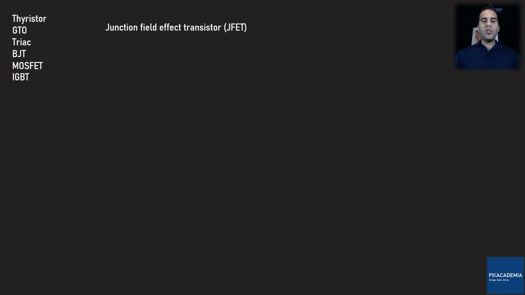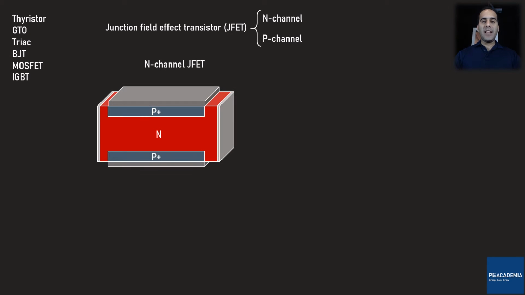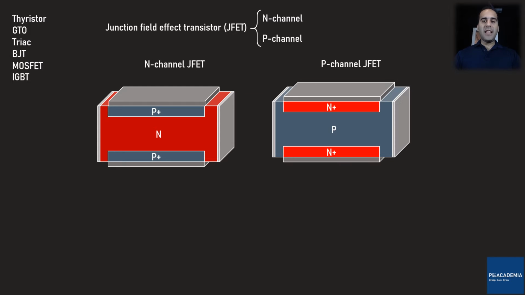In general, JFETs are divided into N-channel and P-channel. Here is the N-channel JFET, and this is the P-channel JFET. As you can see, the JFET has a symmetrical design and 3 terminals. The left terminal is called the drain, the right terminal is called the source, and the two P+ regions are electrically connected to each other, and they form the gate terminal. This is the symbol we use for the N-channel JFET in circuit schematics, and this is that of the P-channel JFET.